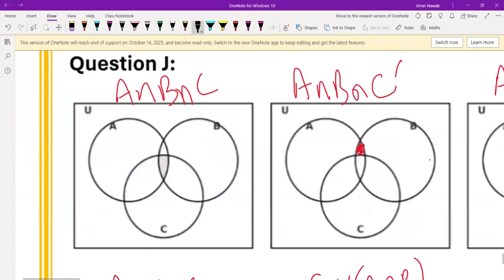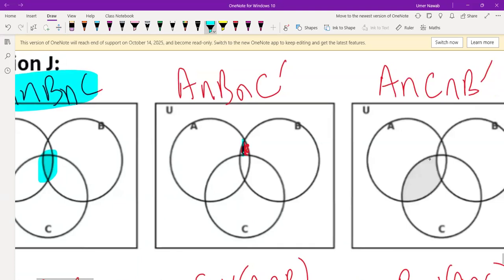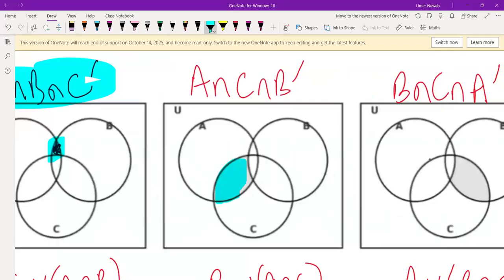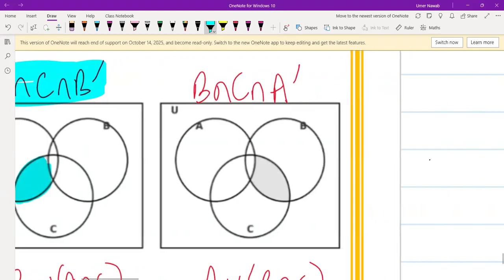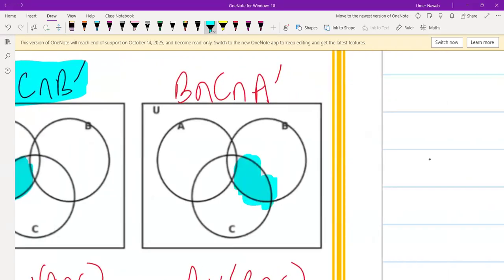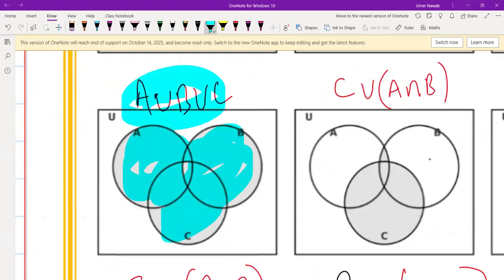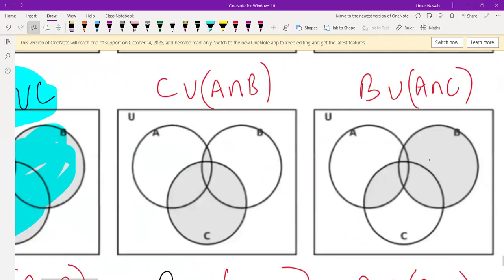Next, we need to write the notation. Everyone knows this common part is called A intersection B intersection C. This portion is called A intersection B intersection C complement because it is outside of C. This portion is coming outside of B, but inside of A, inside of C. This portion is coming inside of B, inside of C, but outside of A. This portion is completely within A, within B, within C. That's why I used A union B union C.